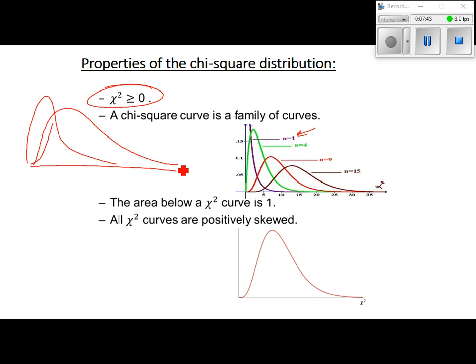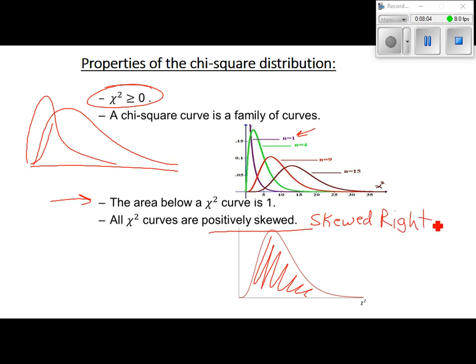The area under any of these graphs is still always 1, so this area underneath here is 1 or 100%, 1 whole. And it's always positively skewed, or skewed right, is what we called it earlier in the year. So those are the properties of a chi-square graph or chi-square distribution.